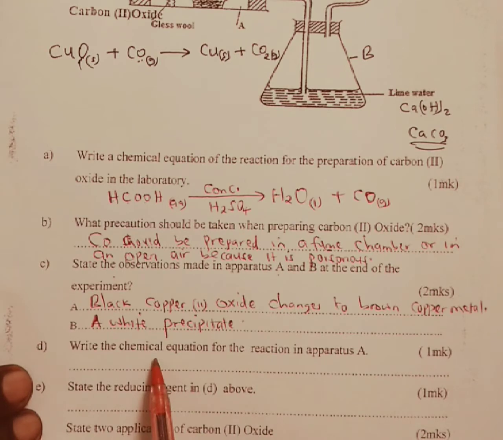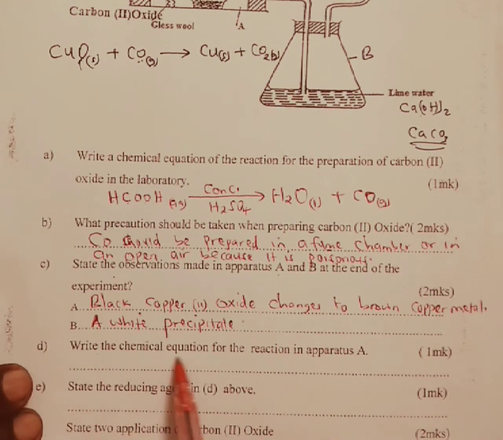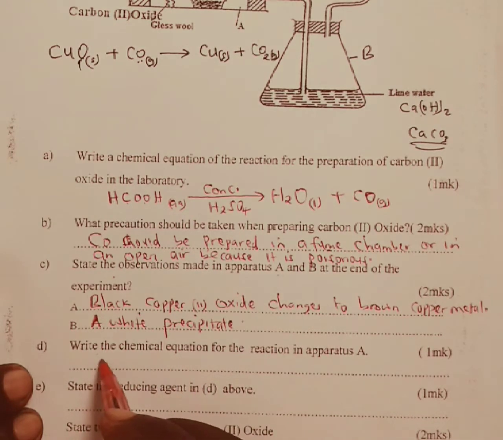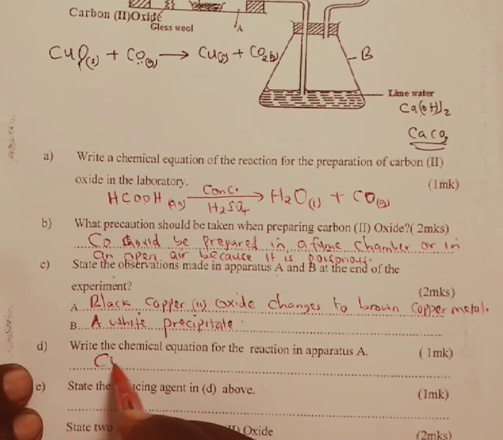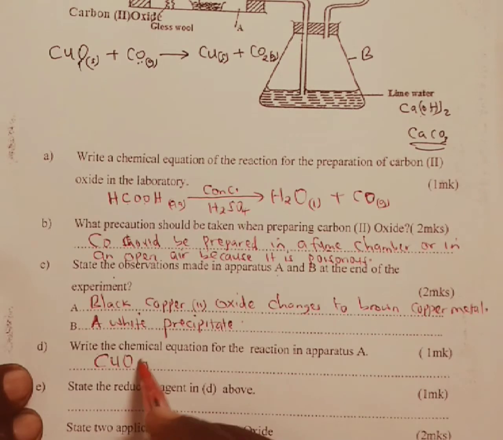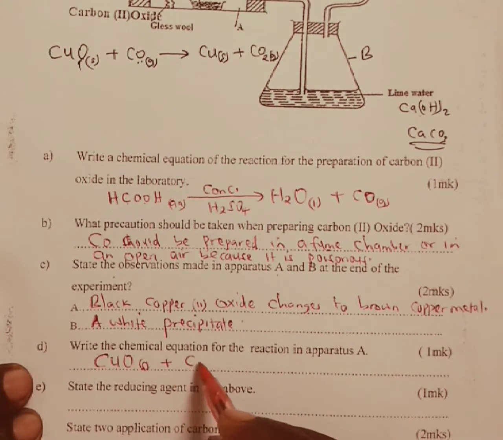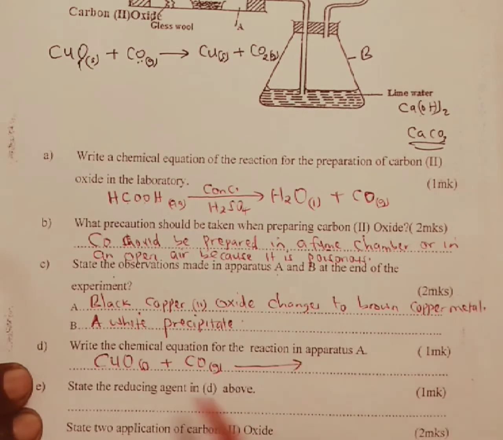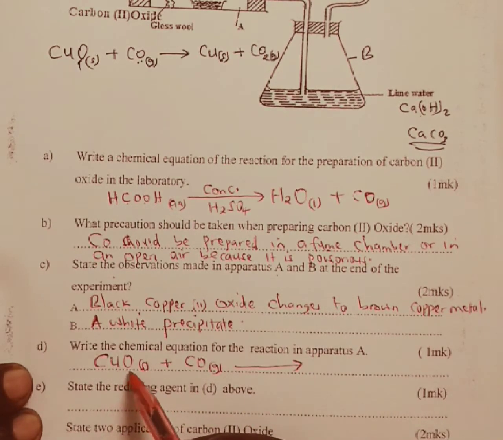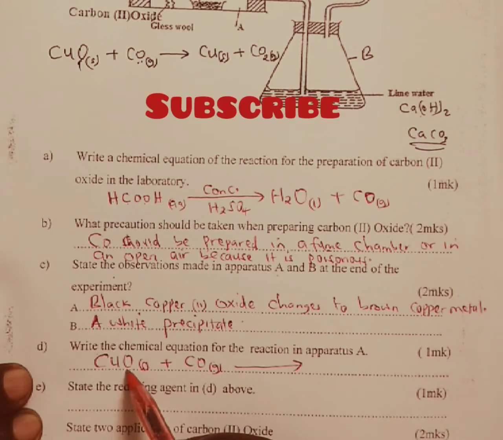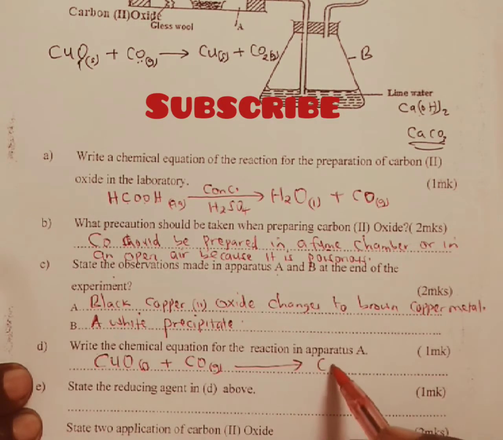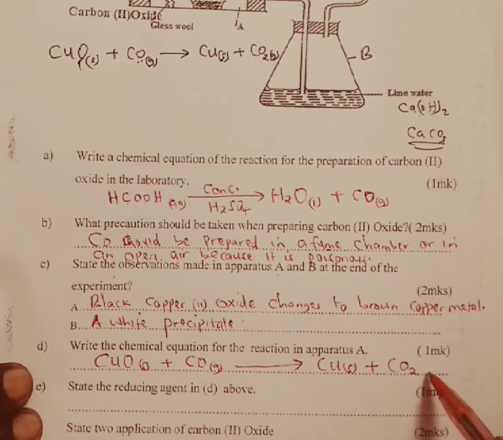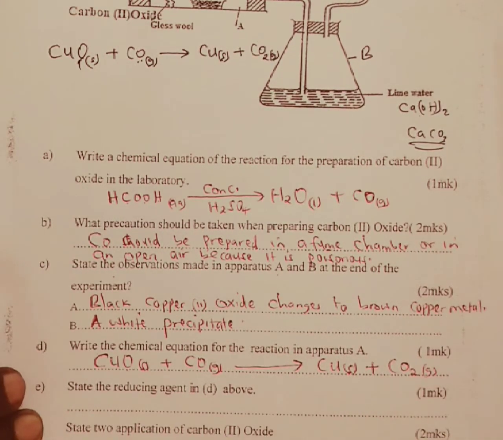Then we move down to D: write the chemical equation for the reaction in apparatus A. In A is where we have copper 2 oxide, a black solid, plus a colorless gas which is carbon 2 oxide. Once carbon 2 oxide has removed oxygen from copper 2 oxide, we are going to have a brown solid of copper metal plus carbon 4 oxide, which is a colorless gas.